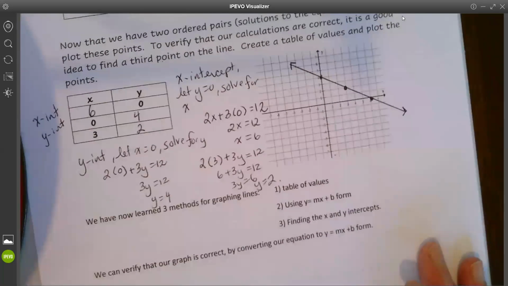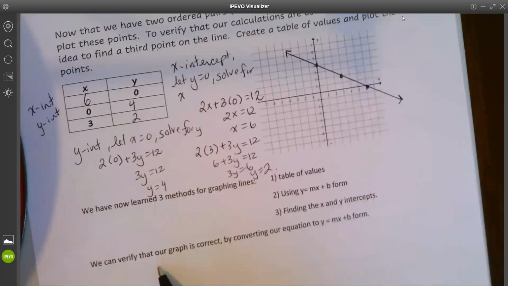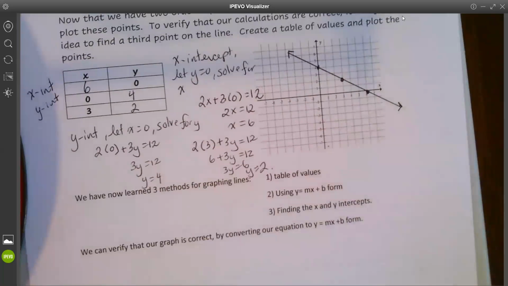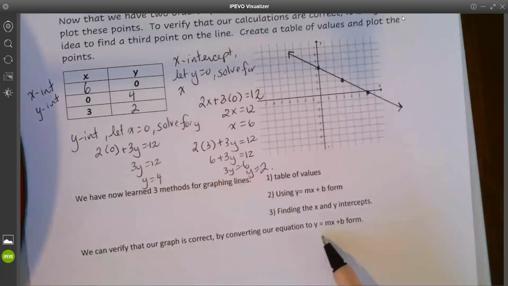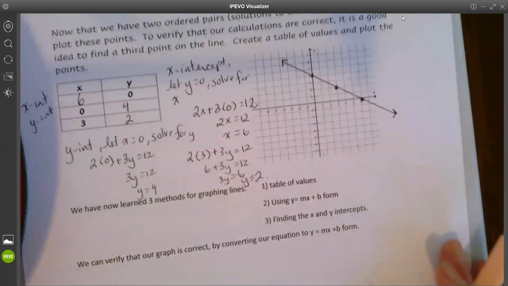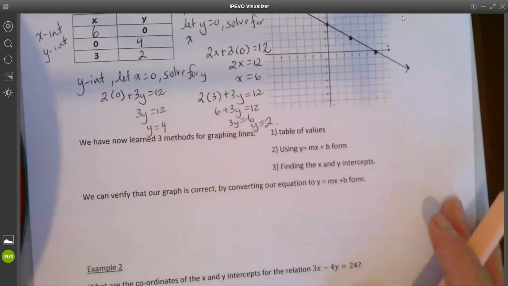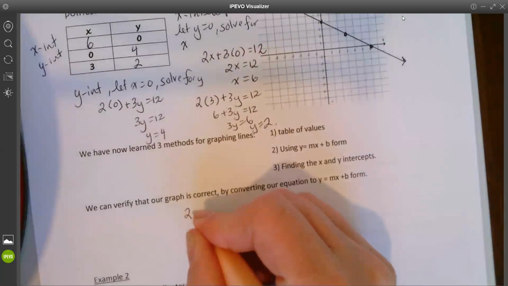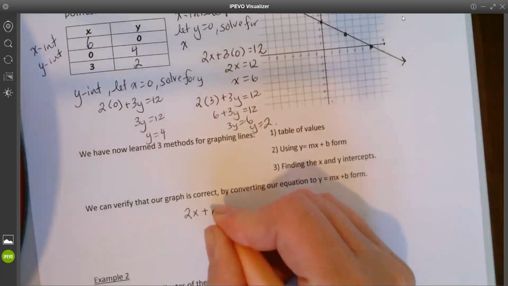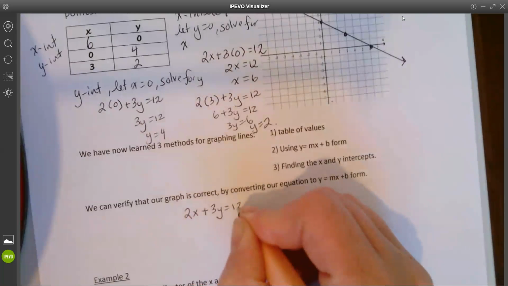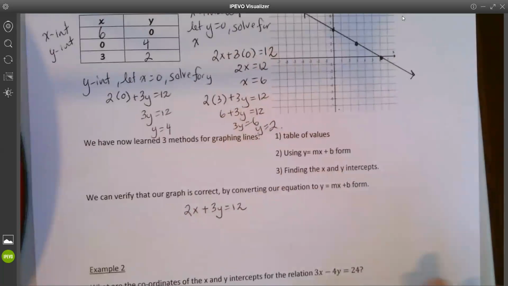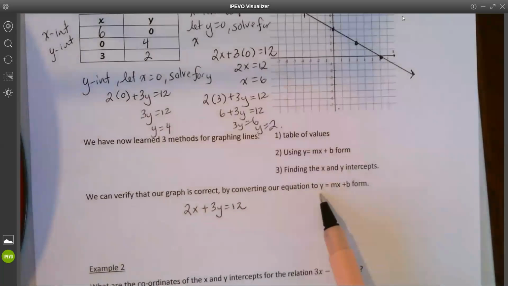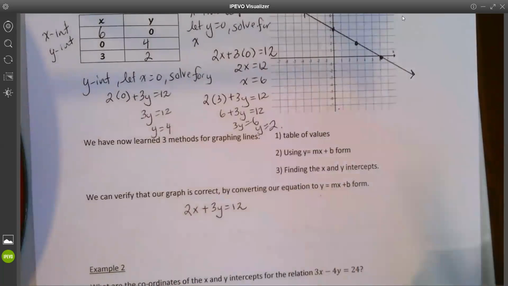Now, I've asked that we actually verify that our graph is correct by converting our equation into y equals mx plus b. Now, this is a bit of a heads up of what's to come in the next unit. So I'm sidetracking just a little bit. But when you have your equation, 2x plus 3y is equal to 12. Okay. This is in no specific format, but what I want to do is rearrange this so that y is by itself on the left-hand side.